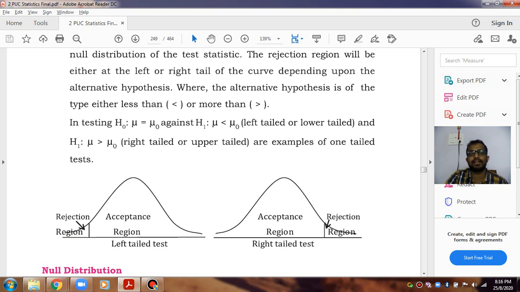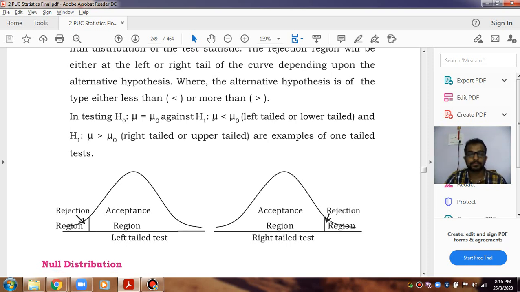See here, if it is left side, then only one left tail test, this side. If it is right side, then only this side. When is left side, students? When it is smaller than or less than. When is it right side? When it is greater than or more than sums.